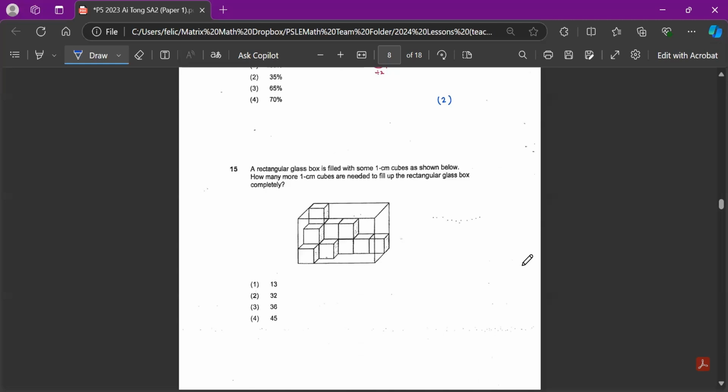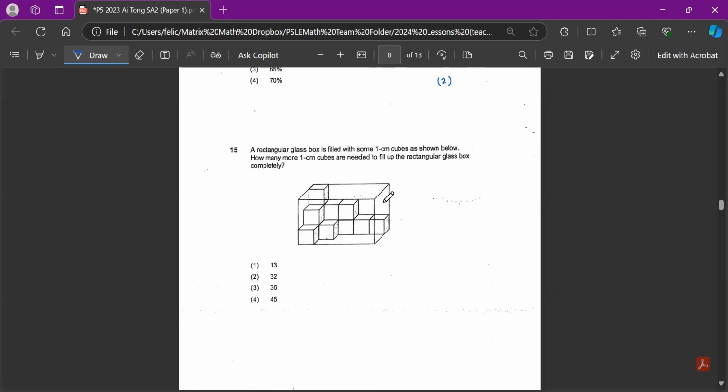Okay, question 15. A rectangular box is filled with some 1 cm cubes as shown below. How many more 1 cm cubes are needed to fill up the box completely? Okay, so questions like that, you shouldn't be counting the spaces. It's very difficult to count. What you can consider doing is find and count the number of cubes that are already in there. So that's the first part. Secondly, you should find out what is the total cubes that I can really fit into the box at maximum capacity. All right, so let's first count the number of cubes that are already there.